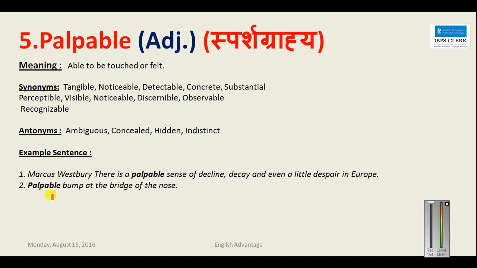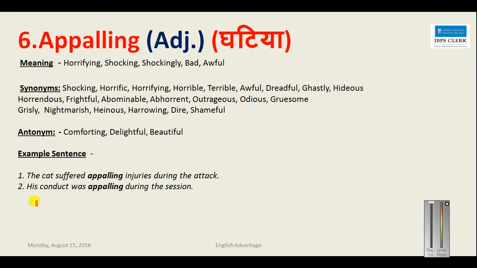Now the antonyms for this word are ambiguous, concealed, hidden, and something that is not distinct, or indistinct, you can say. The corresponding sentences for this word are: Marcus Westbury, there is a palpable sense of decline, decay and even a little despair in Europe. Palpable bump at the bridge of the nose. This is a medical-related sentence. Palpable bump at the bridge of the nose. Now let us look at the next word.